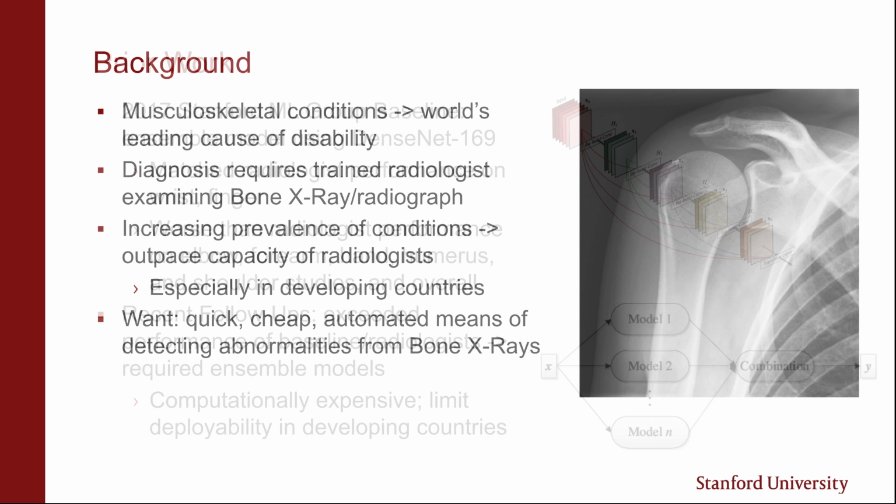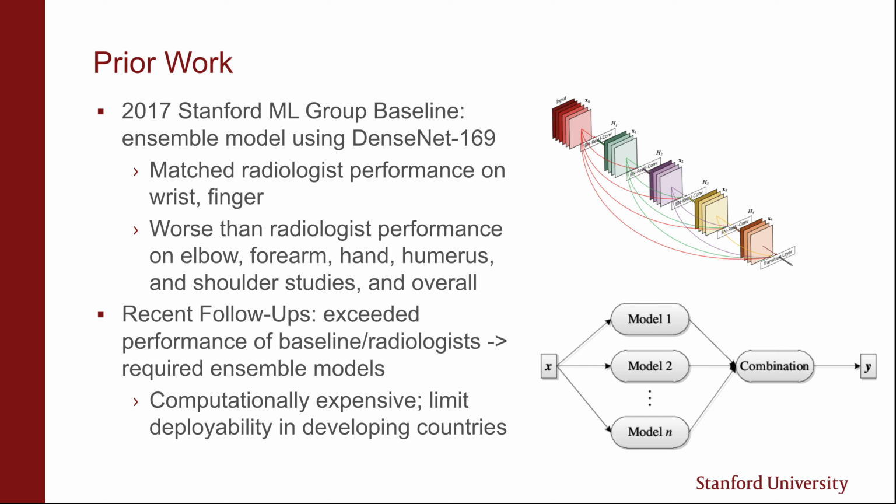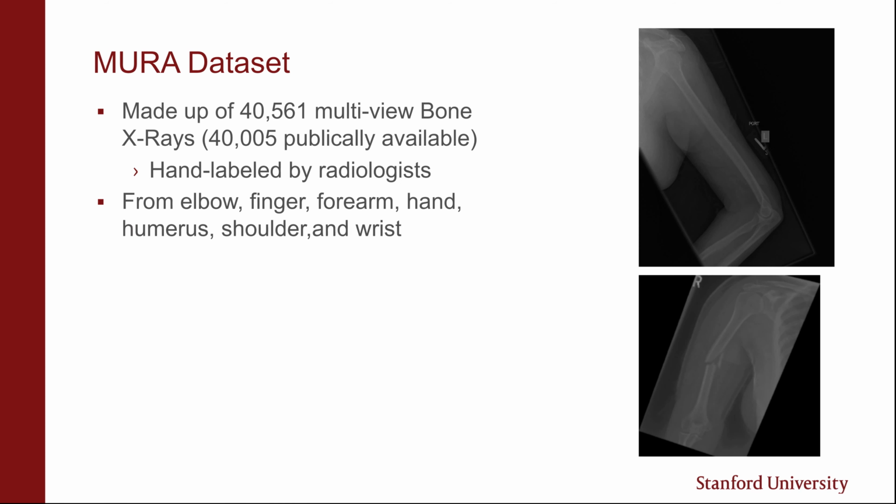learning-based model can provide. Some prior work in this space done by the Stanford ML group in 2017 used an ensemble model using a DenseNet 169 architecture, and it matched radiologist performance on wrist and finger studies, but it was worse than radiologist performance in other areas of the body and overall. Some recent follow-ups have actually exceeded the performance of that Stanford baseline and radiologist performance, but they required ensemble models, making them computationally expensive, which limits their ability to be deployed in cheap offline devices in developing countries, something that we seek to address with our model.